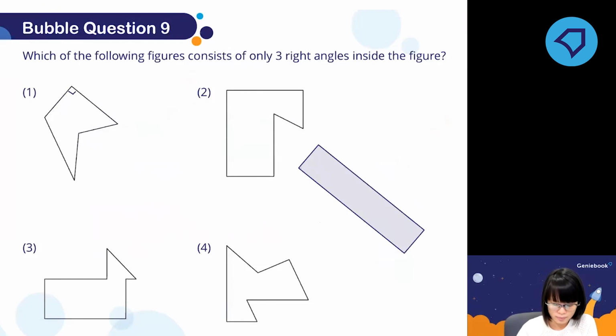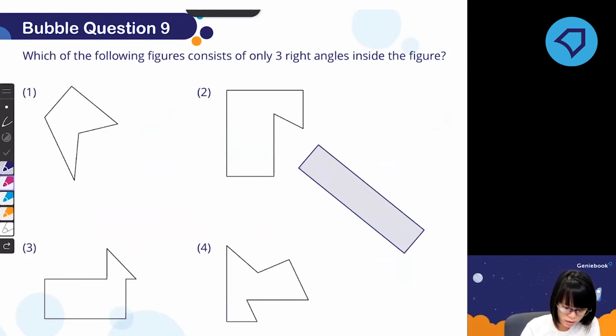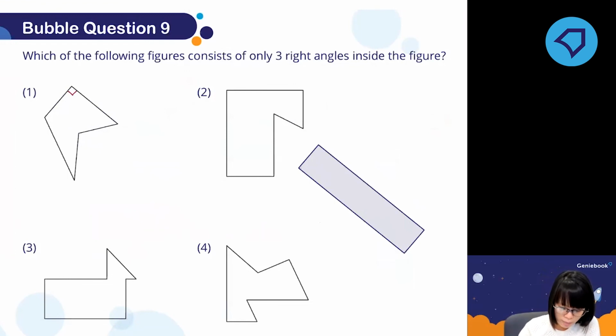Ta-da! Okay, let me change to the pink color one, so it's a bit more obvious. How about option number 2 then? How many right angles do you see? How many right angles are there in the figure?